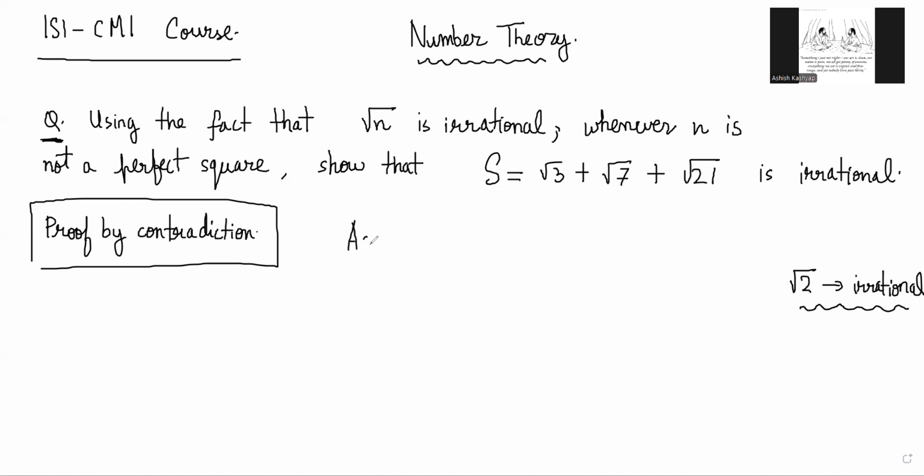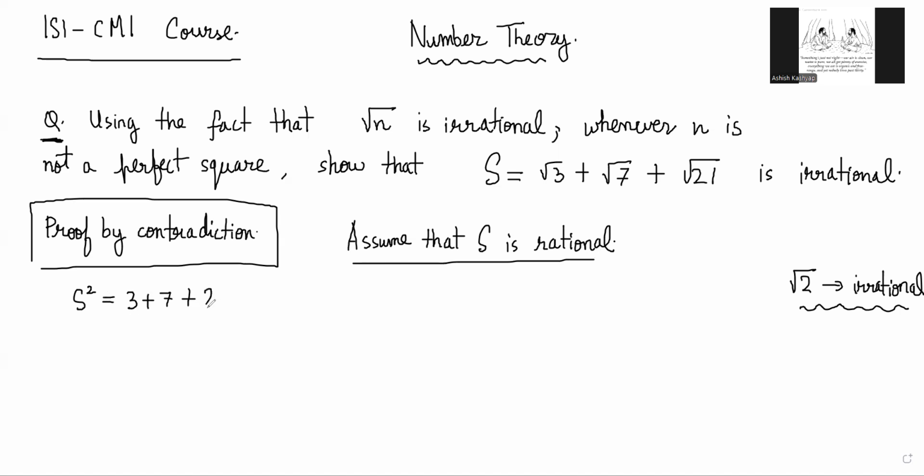You should assume that S is rational. If you assume that S is rational, from there we can think about things. For example, you can try to find out what S square is. S square is 3 plus 7 plus 21 plus 2 into root 21 plus 2 into root 63 plus 2 into root 147, right?